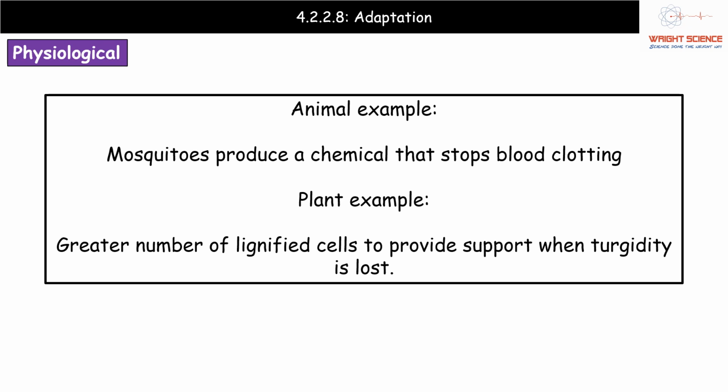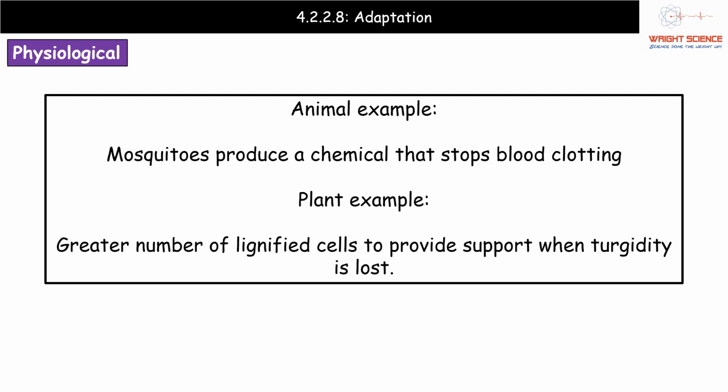The reason they can do that is because they actually produce a chemical that stops blood clotting. If they didn't, what would happen is as soon as they pierce through the skin, there's that damage to the capillaries, and what is going to happen is your body is going to start that blood clotting cascade, and as a result their meal dries up.